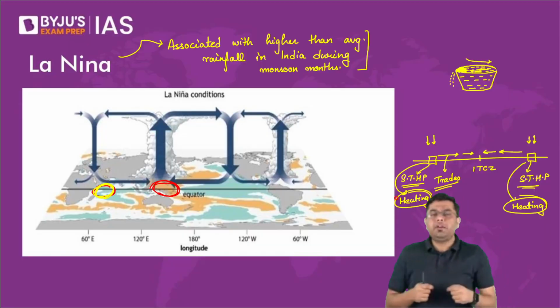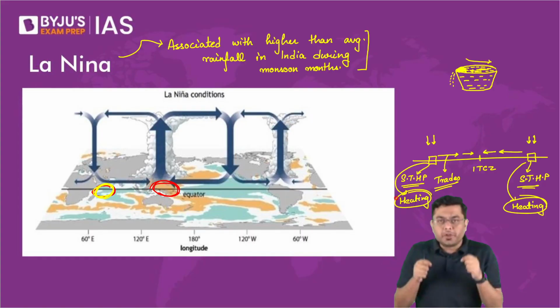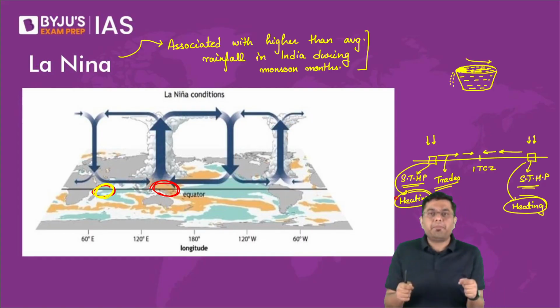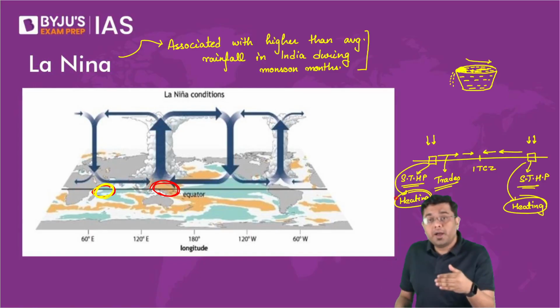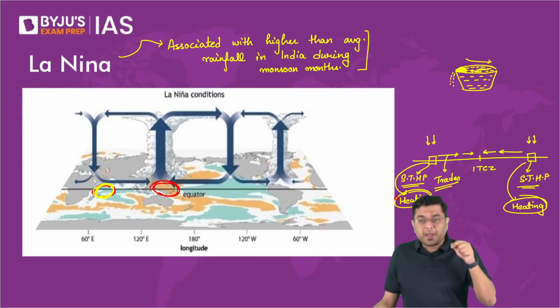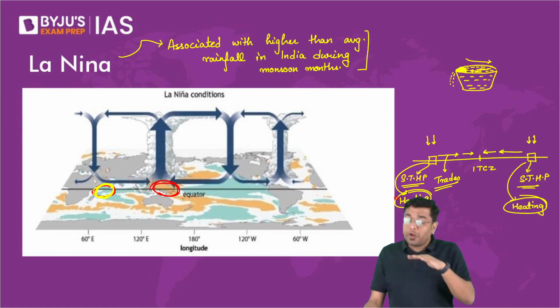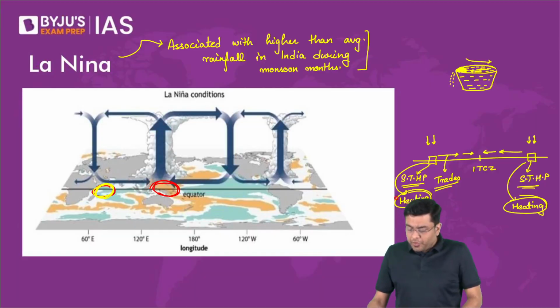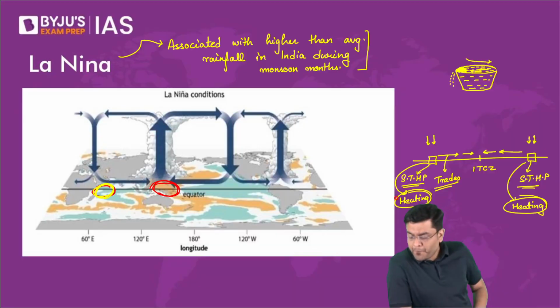So what do you think will be the impact on the high pressure zone? The subtropical high pressure zone, will it get stronger? Will it get weaker? Or will it remain the same? The subtropical high pressure zone. So the high pressure, will it get stronger? Will it get weaker? Or will it remain the same? Why do you think it will get stronger? All those who have said that it will get stronger, why do you think so?